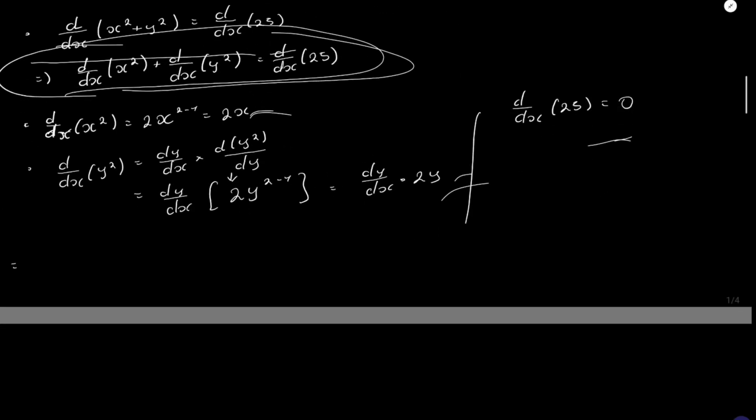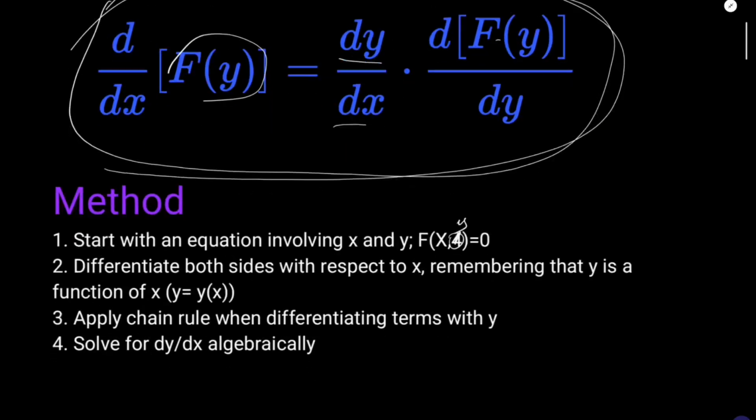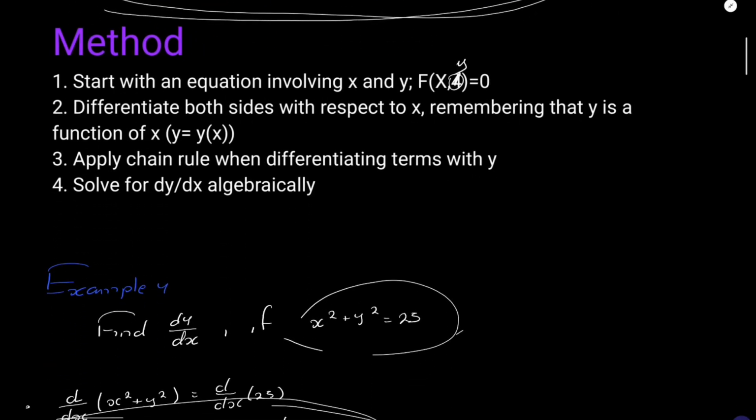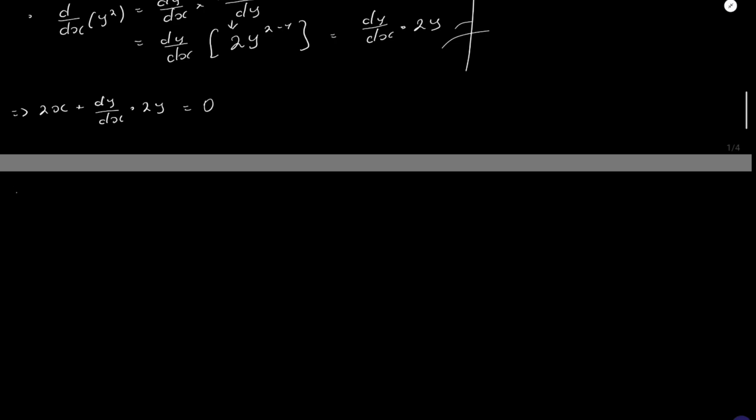This leaves us with d/dx of x squared, 2x, plus d/dx of y squared, dy/dx times 2y, is equal to 0. So let's move on to our third step. Our next step is to solve for dy/dx algebraically. In order to solve for dy/dx algebraically, the first thing we need to do is make the term or the function dy/dx the subject of the formula.